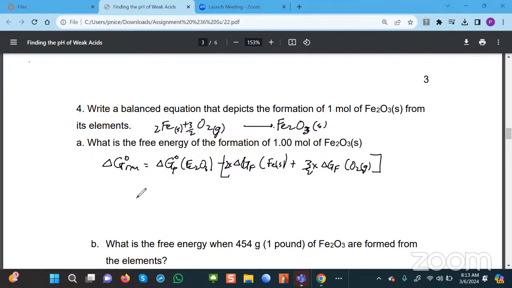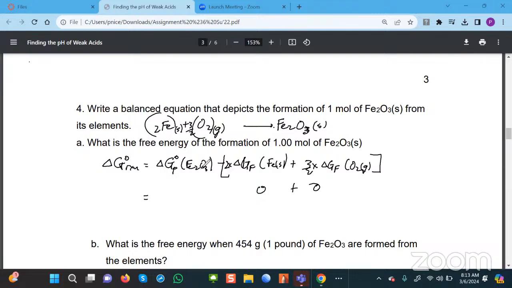And that would be the equation. Now we can make life easier for us because these two are elements. And if you remember, we said that the free energy of elements by themselves, not combined with anything, existing in their normal state under standard conditions, will be 0, right? So this will be 0, and this will be 0.